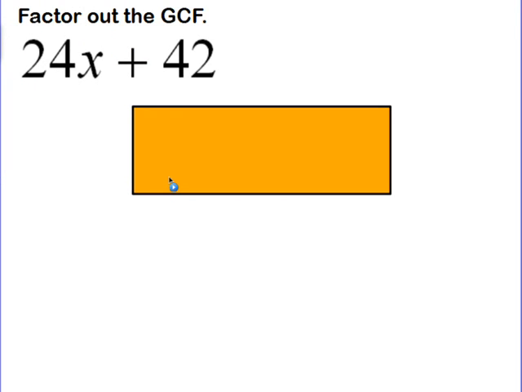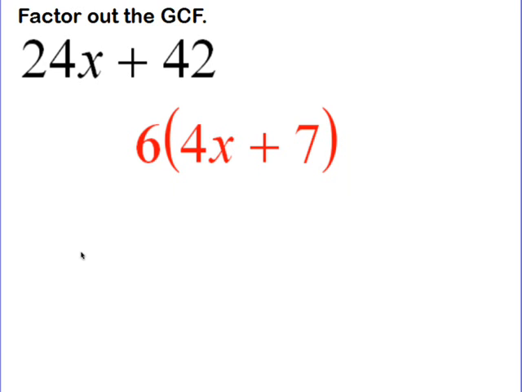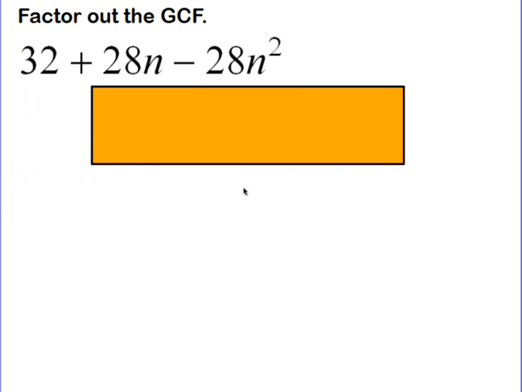Please factor out the GCF of 24x plus 42. Hit pause now. The answer is 6 parentheses 4x plus 7. Alright, please factor out the GCF of 32 plus 28n minus 28n squared.